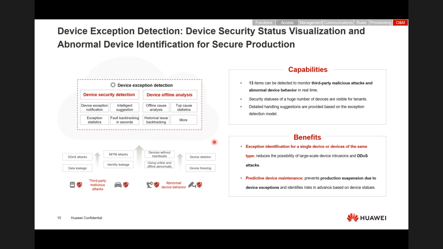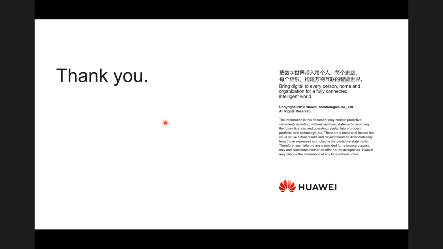This is a basic feature, device exception detection. We will detect device exception notifications and offline cause analysis. It also detects, for example, if you are not using a secure way to connect to IoTDA. We will detect that.